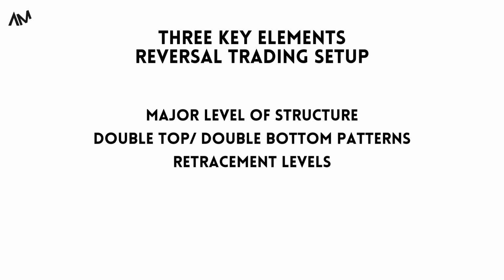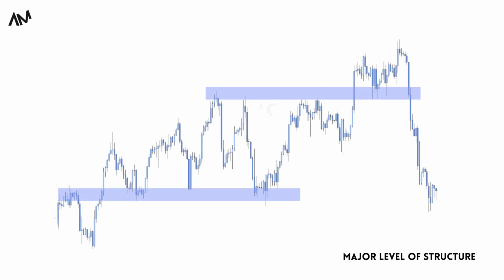Let's begin by exploring the concept of a major level of structure. This refers to an area that has consistently acted as both support and resistance, exhibiting multiple rejections and recent respect.